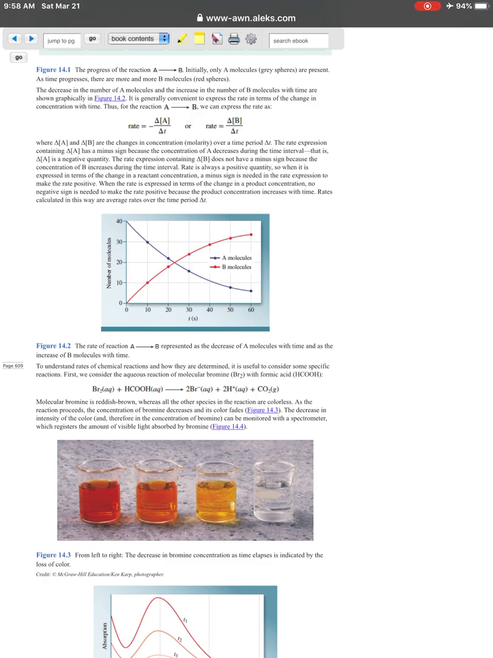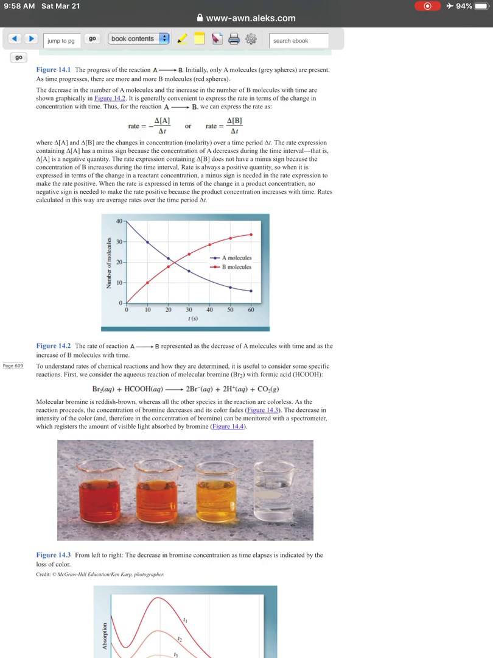Okay? So we didn't make the measurement every second. We made the measurement every 10 seconds. And then we drew in a curve to connect those dots just so that you can sort of see visually what's going on. Okay? The y-axis is the number of molecules. That's how many molecules we have.